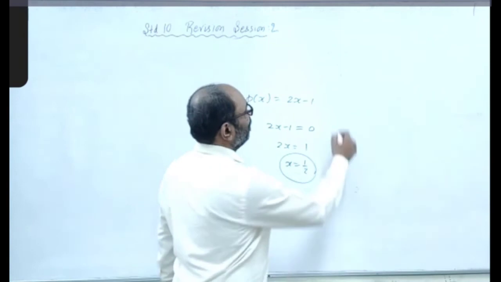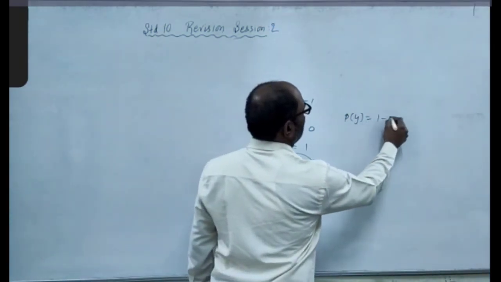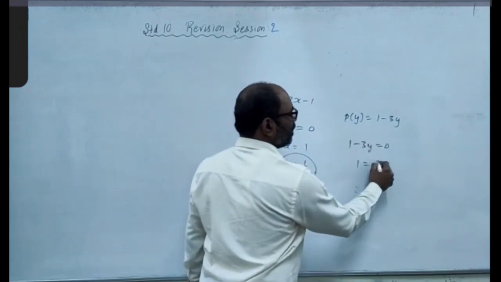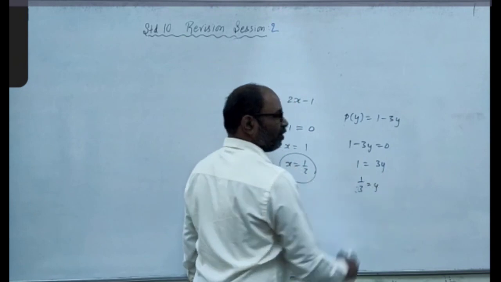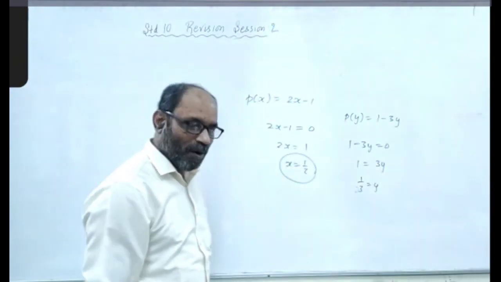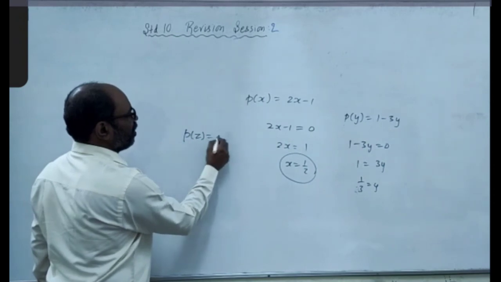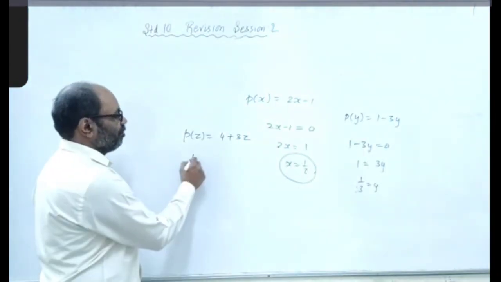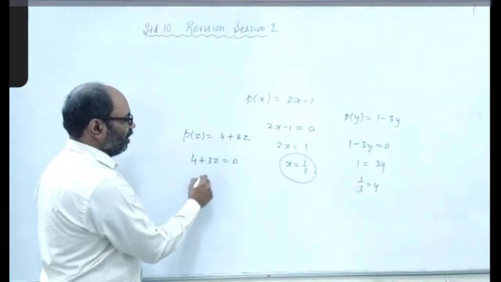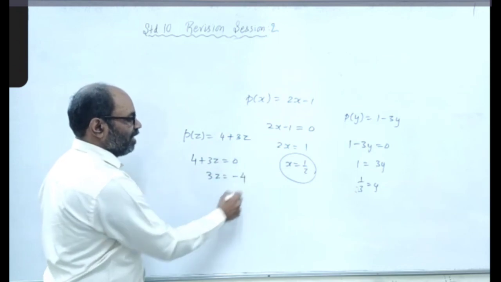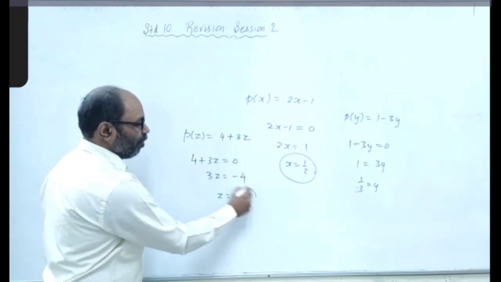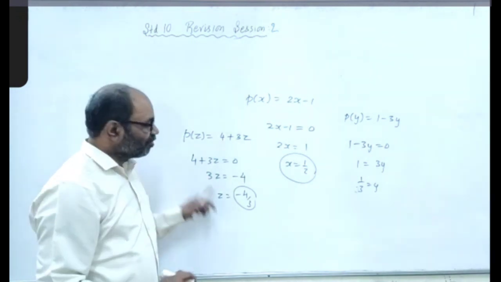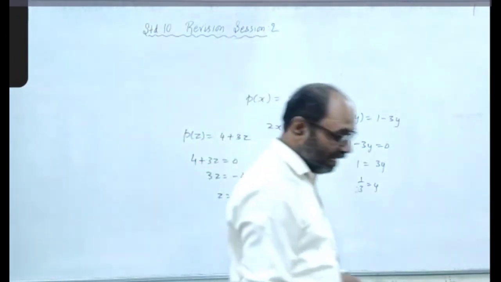1 upon 2. If it is p of y is equal to 1 minus 3y. Follow? 1 minus 3y is equal to 0. So 1 is equal to plus 3y. So 1 upon 3 is equal to y. So 0 of polynomial is 1 upon 3. P of z is equal to 4 plus 3z. So what is the 0 of this polynomial? 4 plus 3z is equal to 0. So 3z is equal to minus 4. So z is equal to minus 4 upon 3. 1, 2, 3 step लगते हैं calculate करना, direct मत लिखना. So this is how you find 0 of a linear polynomial.